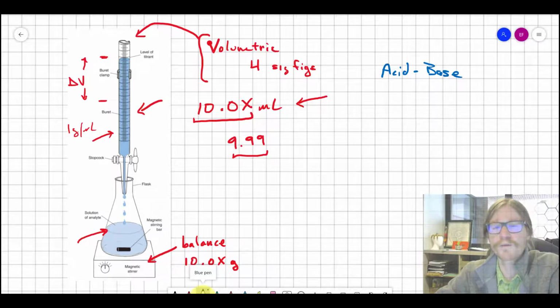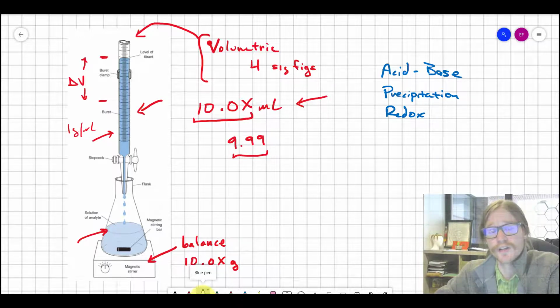But we can do this with virtually any aqueous chemical reaction. We can do this with precipitation reactions, which is really common. We can do this with redox reactions, which is common. Most often in this class we're doing aqueous chemistry, but for any chemical reaction type, we can do a titration of it.